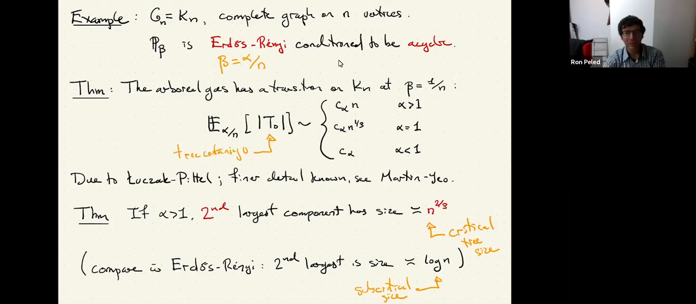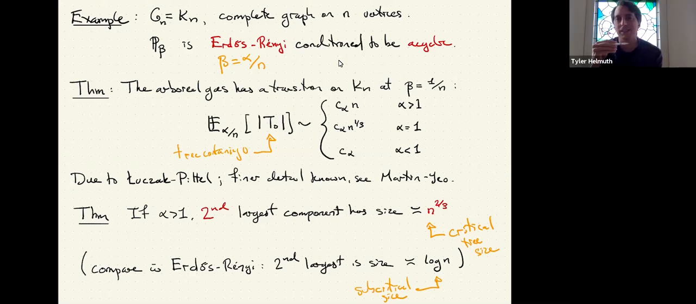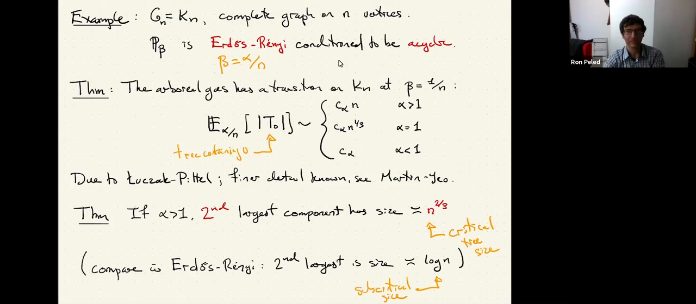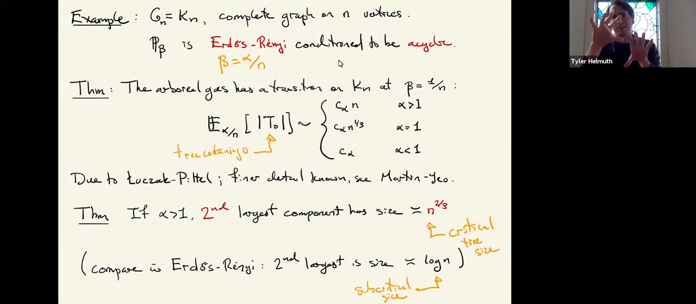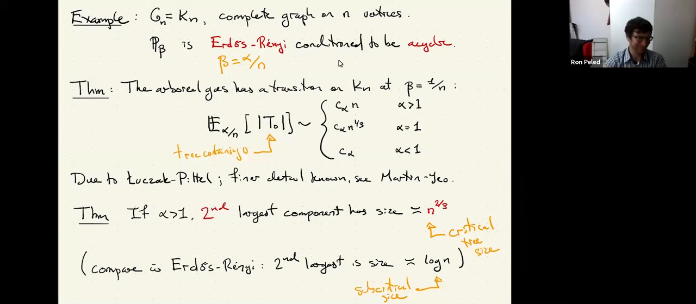Why again is n to the 2/3 the critical tree size and not n to the 1/3? Could you say again? So the expected size of the tree is n to the 1/3 if the size could be up to n to the 2/3. Because with probability 1 over n, you choose the vertex and you're in the giant, n to the 2/3. Okay.